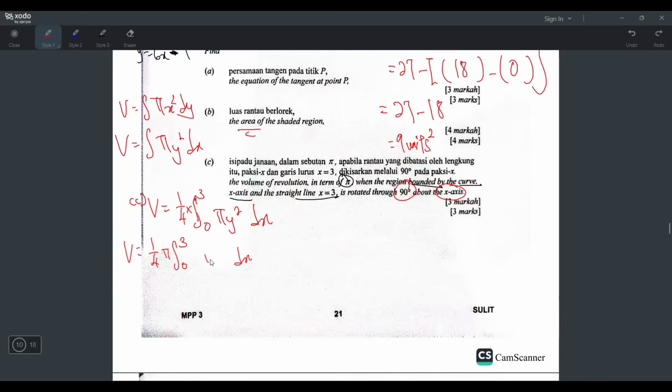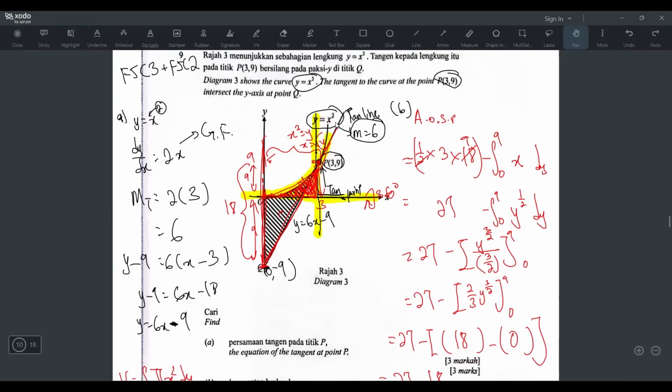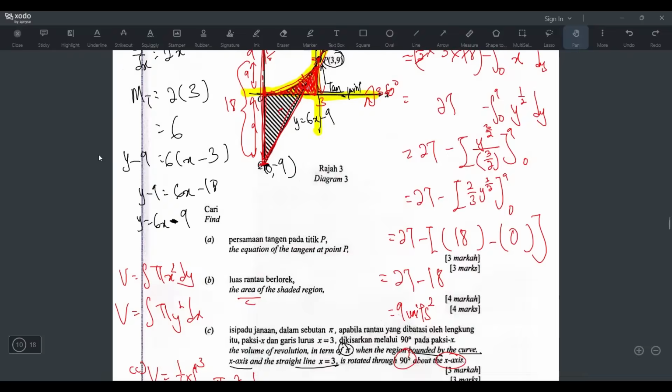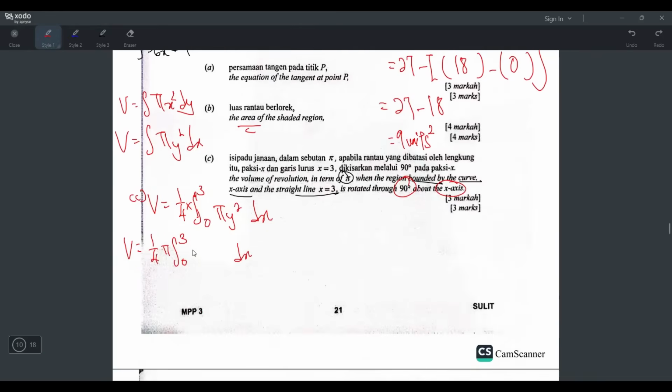Okay, here you're left with y square, right? For the y square, you must put in the equation of the curve. The equation of the curve is y equals x square, but I want y square. So I can just put a bracket square, y square, and then for the y, I put x square. So x power 2 becomes x power 4. So volume is 1 over 4 pi, integrate 0, 3, x power 4 dx.